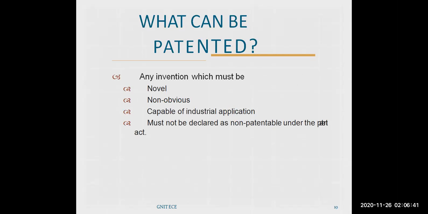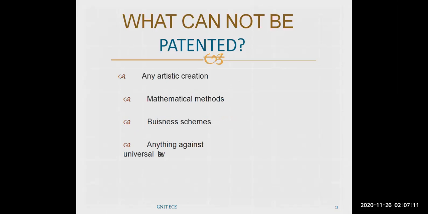So what can be patented? Any invention which must be novel, non-obvious. Non-obvious means there is no such idea that cannot be changed; some changes, some modification is always possible. So it must be novel, non-obvious, capable of industrial application, and must not be declared as non-patentable under the Patent Act.